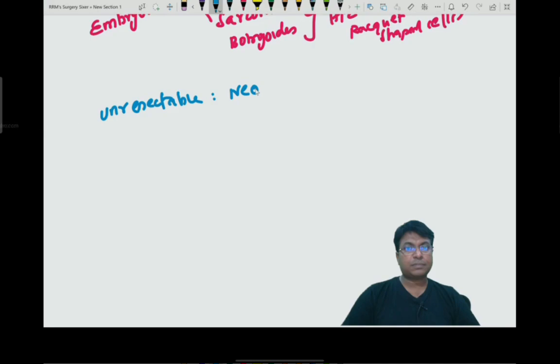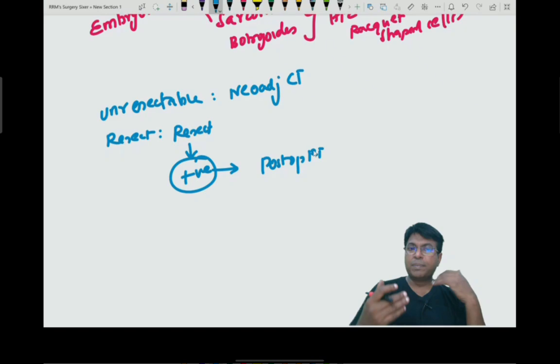These are all basic management principles of any other cancer, any other sarcoma. Unresectable, we give neoadjuvant therapy; once resectable, we resect. After resection, if there is a positive margin, you should go for post-op radiotherapy. All these are basic points you should not forget.